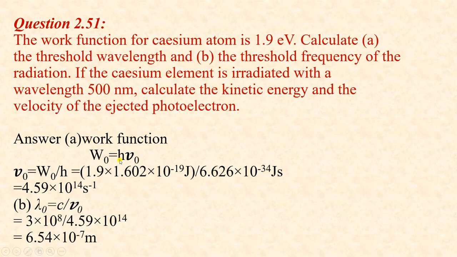So here put the value because we have to find out the value of nu naught, the threshold frequency. We know the value of W naught and we know the value of Planck constant. So put the values and nu naught is equal to 4.59 into 10 to the power 14 second inverse. Now to find the threshold wavelength, the formula is c by nu naught. So put values and it will come equal to 6.54 into 10 to the power minus 7 meter.